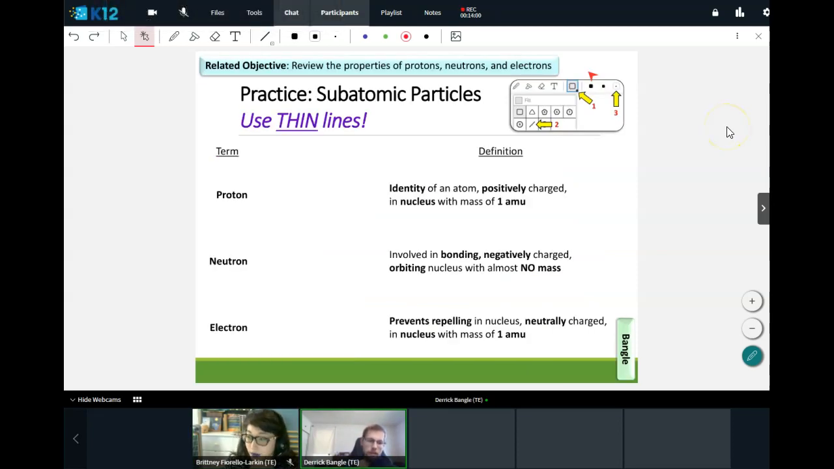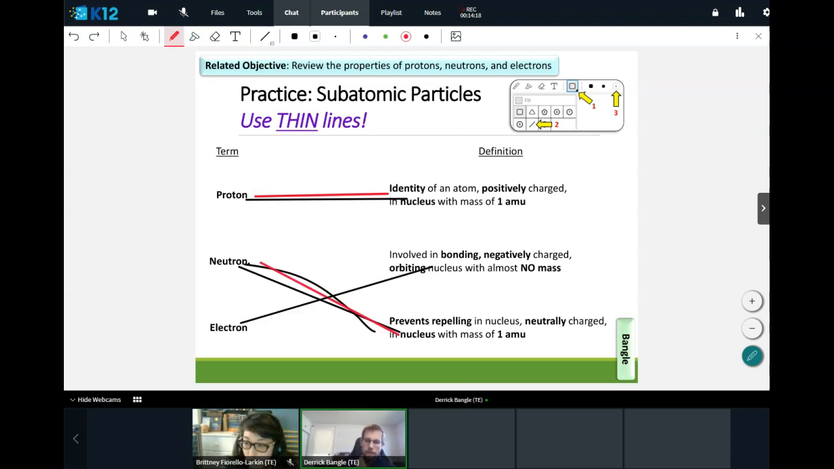Let's talk about protons, neutrons, and electrons. Get out your whiteboard tools. Use your thin lines to match the appropriate term with its definition. Remember, we have our three subatomic particles being protons, neutrons, and electrons. They each have their own charge, their purpose inside the atom, their location on the atom, as well as mass.